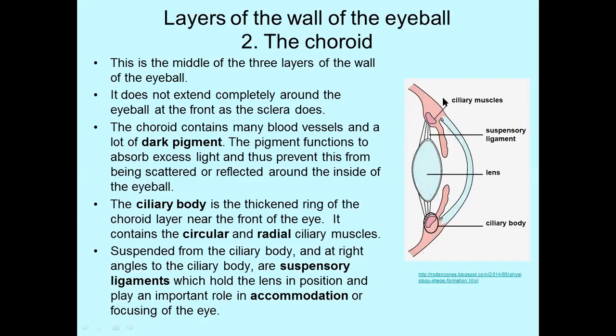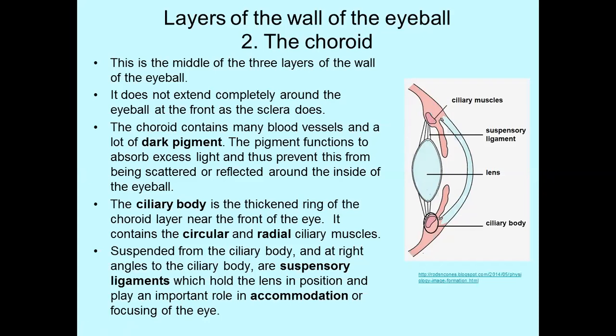But the choroid contains many blood vessels and a lot of dark pigment, which functions to absorb excess light rays and therefore prevents the excess light rays from being reflected around the inside of the eyeball.